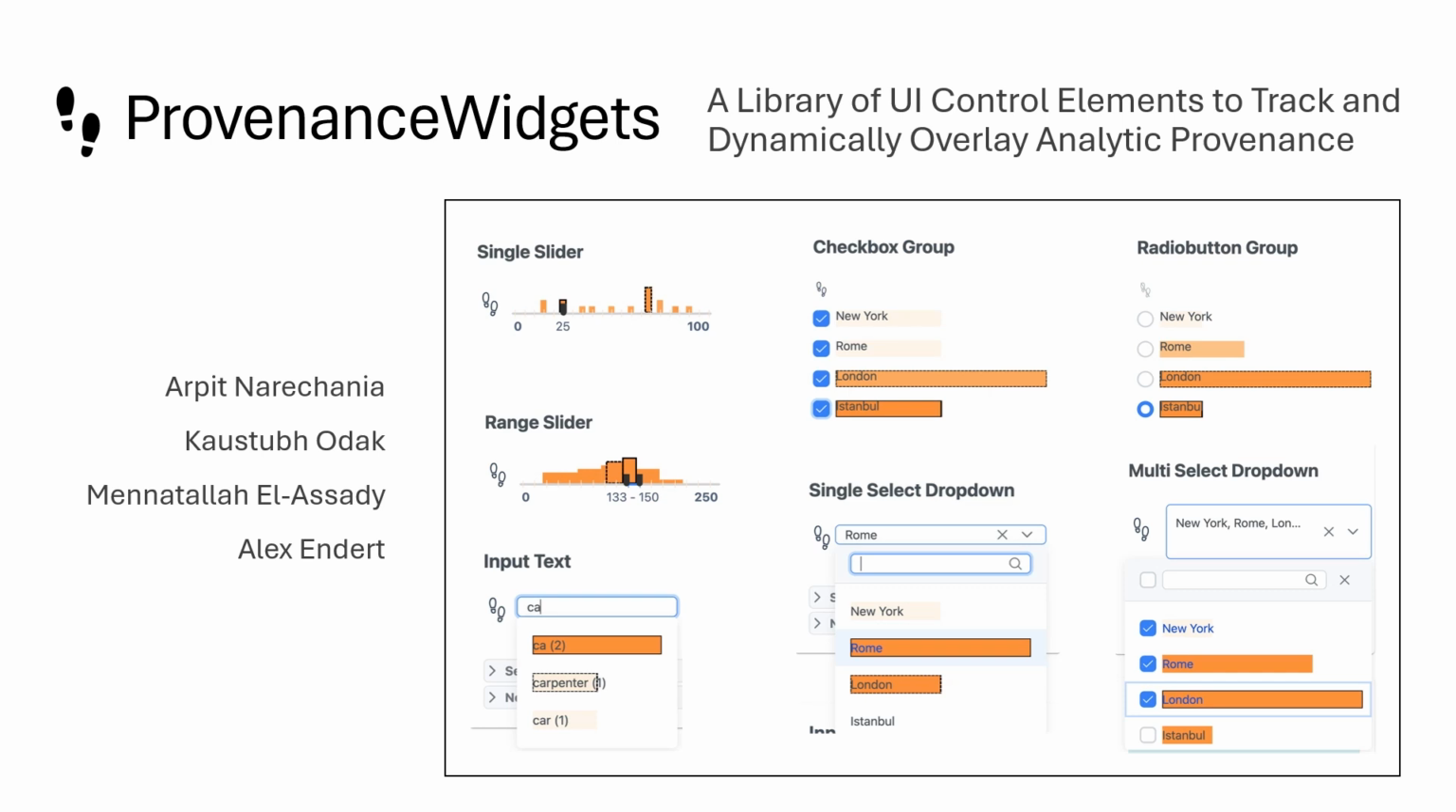ProvenanceWidgets is an open-source library of modular UI control elements such as range sliders, select drop-downs, and checkbox groups. This library tracks the recency and frequency of a user's provenance and presents them back to the user via dynamically overlaid visualizations. Let me show you how.